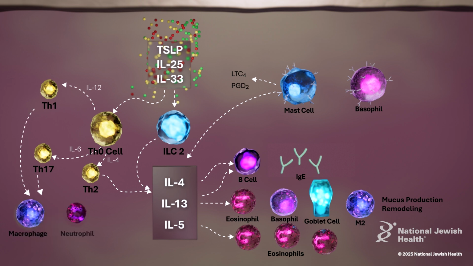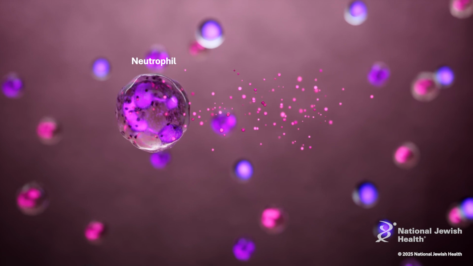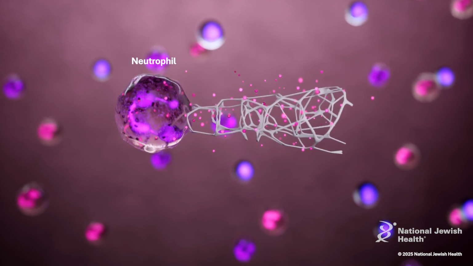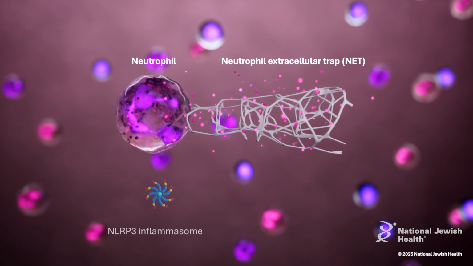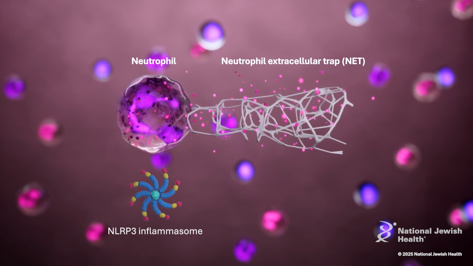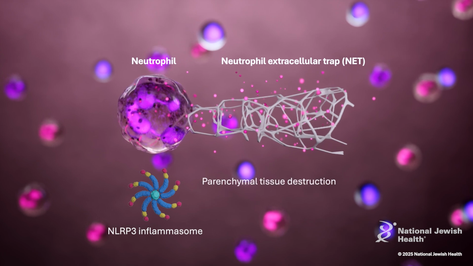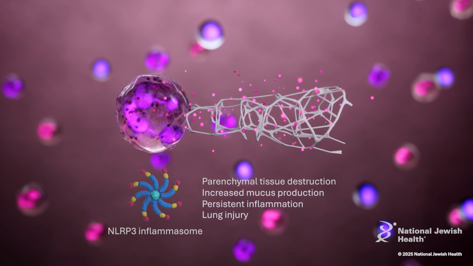Recruitment of macrophages and neutrophils results from activation of both Th1 and Th17 cells, leading to type 1 and type 3 inflammation respectively. Among other functions, airway neutrophils release proteases and nuclear contents that result in generation of neutrophil extracellular traps, or NETs, and activate the NOD-like receptor protein 3, NLRP3 inflammasome. NETs and inflammasomes result in lung parenchymal tissue destruction, increased mucus production, persistent inflammation, and lung injury.